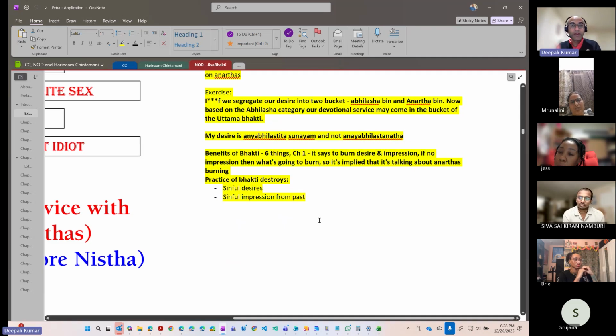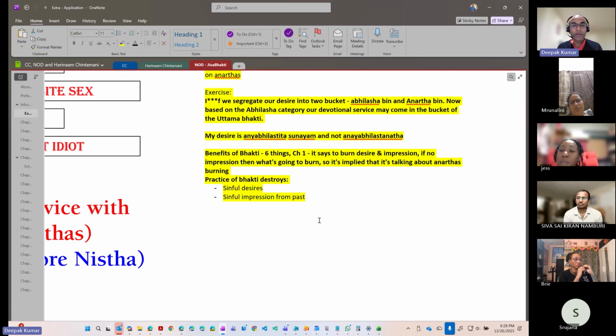Which means that while I'm doing the bhakti, my anartha is going to be burned. It means that when I'm doing the bhakti, it is expected that I will have the anartha. Do you understand? If my anartha is going to burn, it means that it is expected. If I don't have anartha, if I say that only the person who is pure, who doesn't have anartha, can do the bhakti, in that case, what is going to burn?